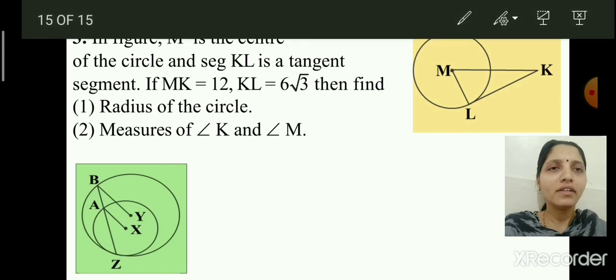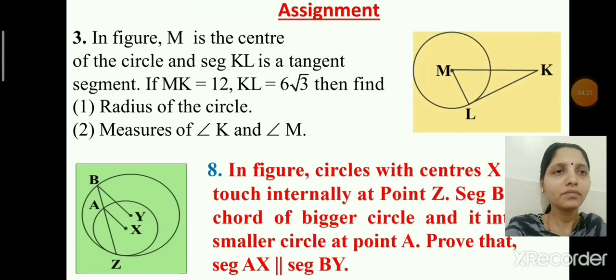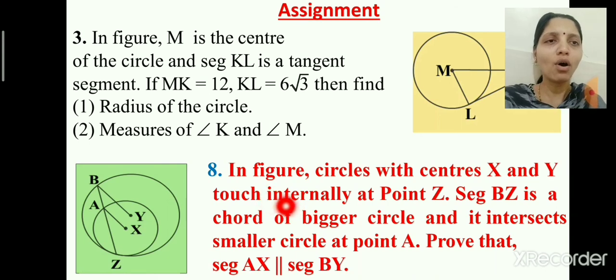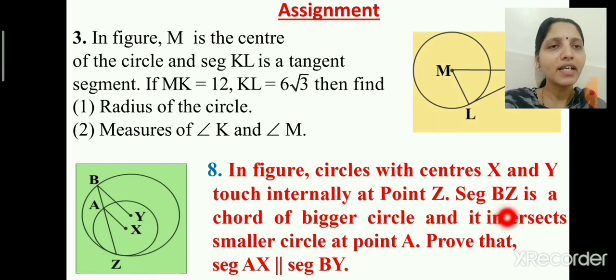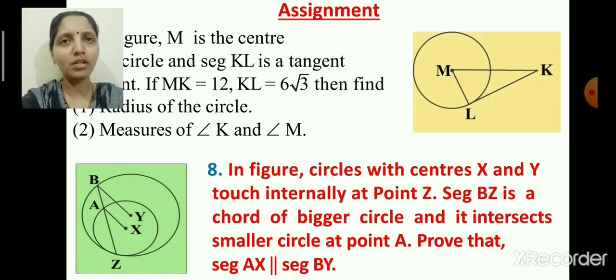And next question is question number 8. In the figure, circles with centers X and Y touch internally at point Z. Seg BZ is a chord of the bigger circle and it intersects the smaller circle at point A. Prove that seg AX is parallel to seg BY. To solve this question, you have to do one construction. You have to join YZ.